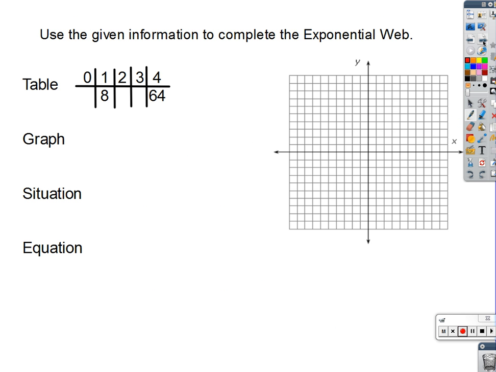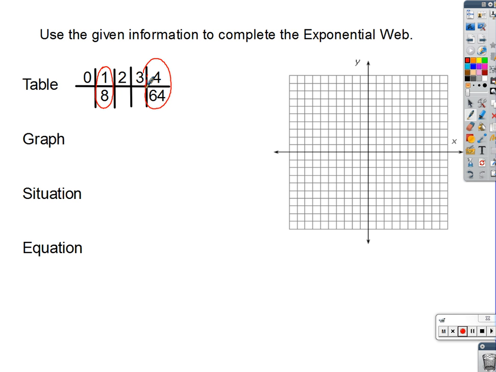Next, we're looking at exponential web. So this is where I give you some information, but not all, and you need to determine the rest of that information. All right, so what I've given you is 2 values from a table. I've given you 1 and 4, okay, and they are 8 and 64. We need to get the graph, the situation, and the equation. Okay, so it doesn't matter what order you do those in. Probably completing the table first will make determining the equation, the graph and the situation much easier.